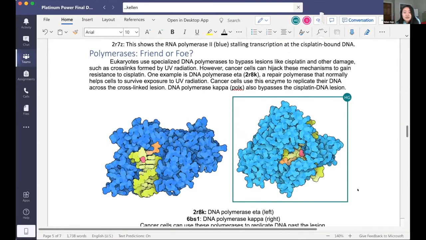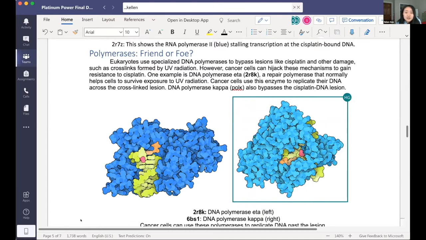Here we explore cisplatin resistance, and this section is titled Polymerases, Friend or Foe. Eukaryotes use specialized DNA polymerases to bypass lesions like cisplatin and other damages such as crosslinks formed by UV radiation. However, cancer cells can hijack these mechanisms to gain resistance to cisplatin. One example is DNA polymerase eta, a repair polymerase that normally helps cells to survive exposure to UV radiation.